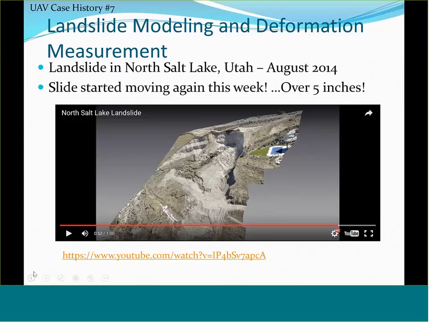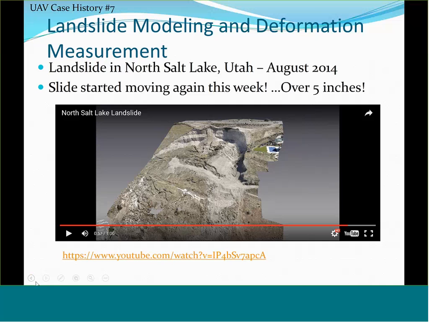So we were able to go out and fly it, and we're in the process of creating another model of the landslide. Since that time that we flew it, the Geological Survey is telling us the landslide has moved over 5 inches and continues to go. And this is after engineers have attempted to stabilize the landslide. So this should be interesting to continue to watch.